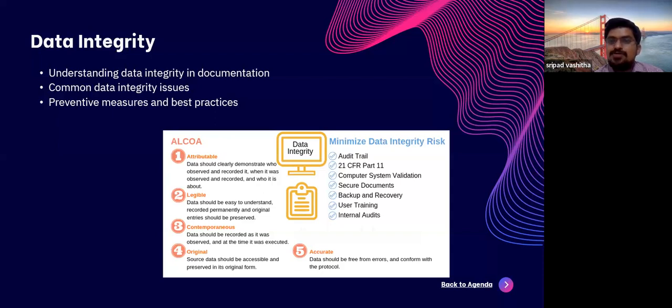How do you minimize the data integrity issues? When you move into electronic and when you have audit trail in place, when you are 21 CFR Part 11 compliant, your computer systems are validated, you have secure documentation, you have backup and recovery. If someone deletes, you can retrieve it. Every user is trained and there are certainly internal audits carried out. Only in these cases, data integrity issues can be minimized.